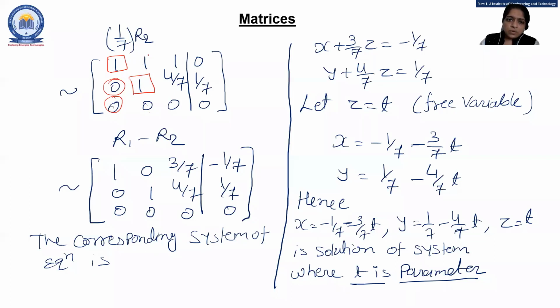So I am going to convert this 1 into 0. And for converting this 1 into 0, I am applying R1 minus R2. And this 1 is in the 0 form. Now, there is no leading element in the third column, right? There is no leading element in the third column. So no need to convert 4/7 and 3/7 into the 0 form. Okay, got it?